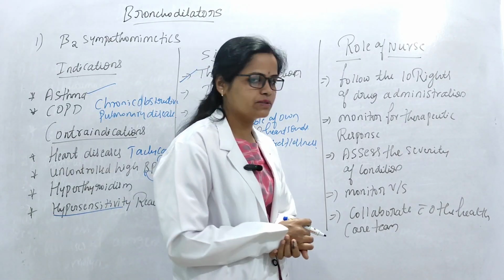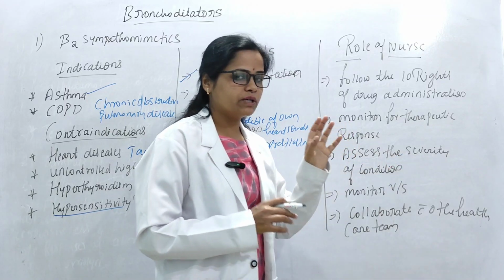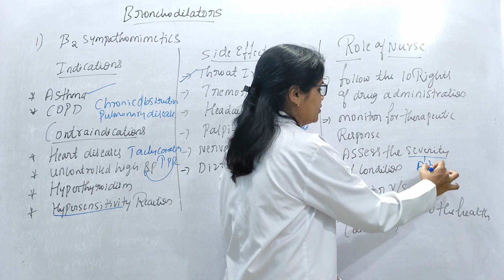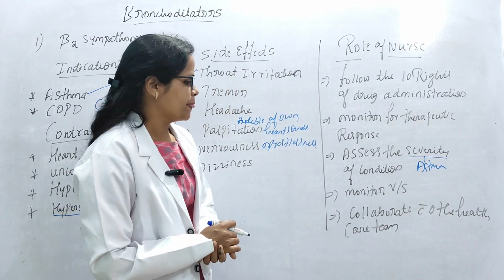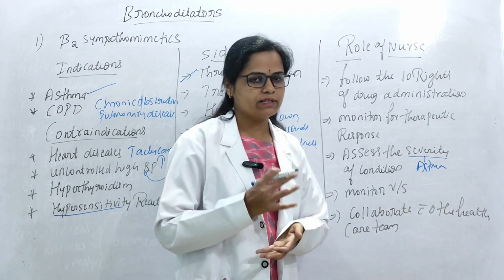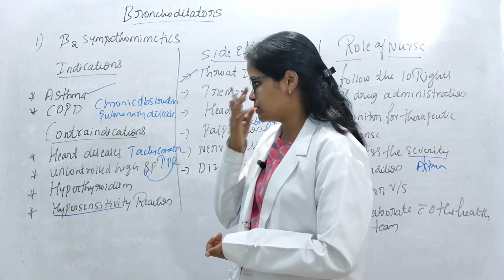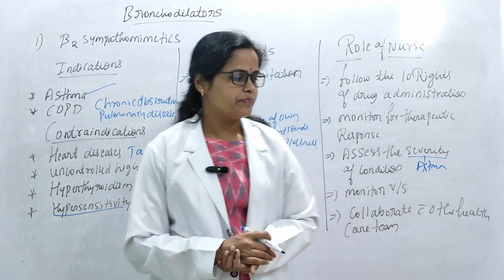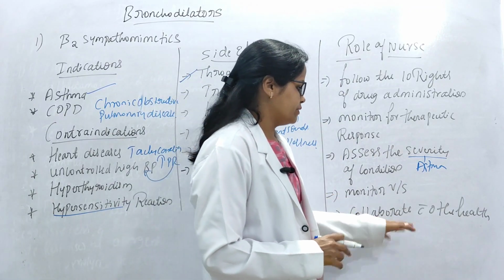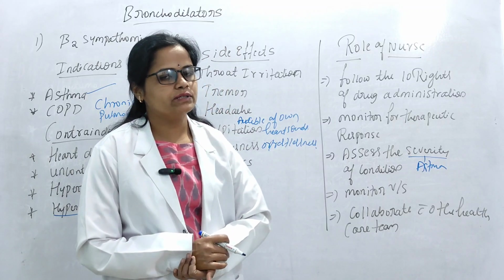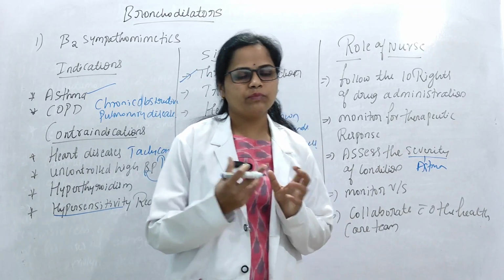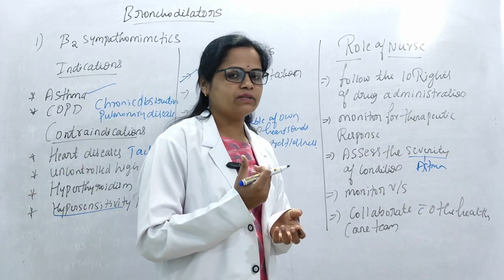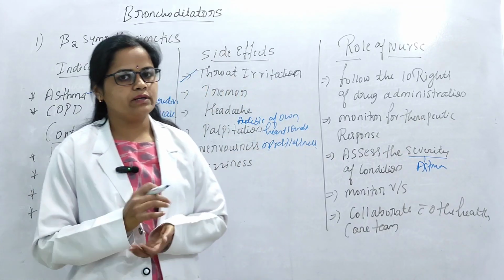Next, assess the severity of the condition, which here is asthma: mild, moderate, or severe. And next is monitor the vital signs. If the patient has uncontrolled blood pressure, you should not administer the sympathomimetics. And next is collaborate with the other healthcare team. Obviously the nurse works in a team with doctors and other nursing staff, as well as paramedical and non-medical staff.